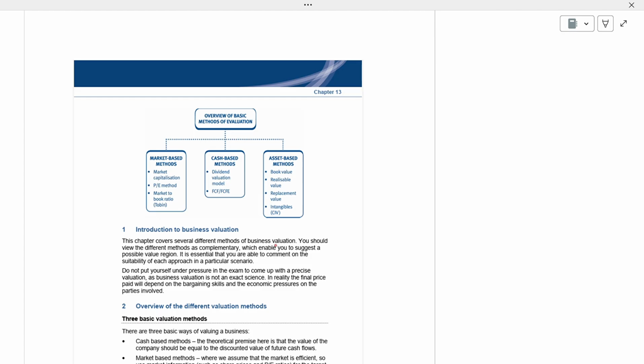Okay, maximum 10 minutes. Overview of the methods: dividend valuation method, FCF and FCFE. Market-based methods: capitalization, price earning, market to book. Asset-based methods: replacement and intangible. If you've done financial management before, in depth definitely we are not going into this much detail, but we'll have a few of the methods. Market capitalization based on the book value, realizable value.